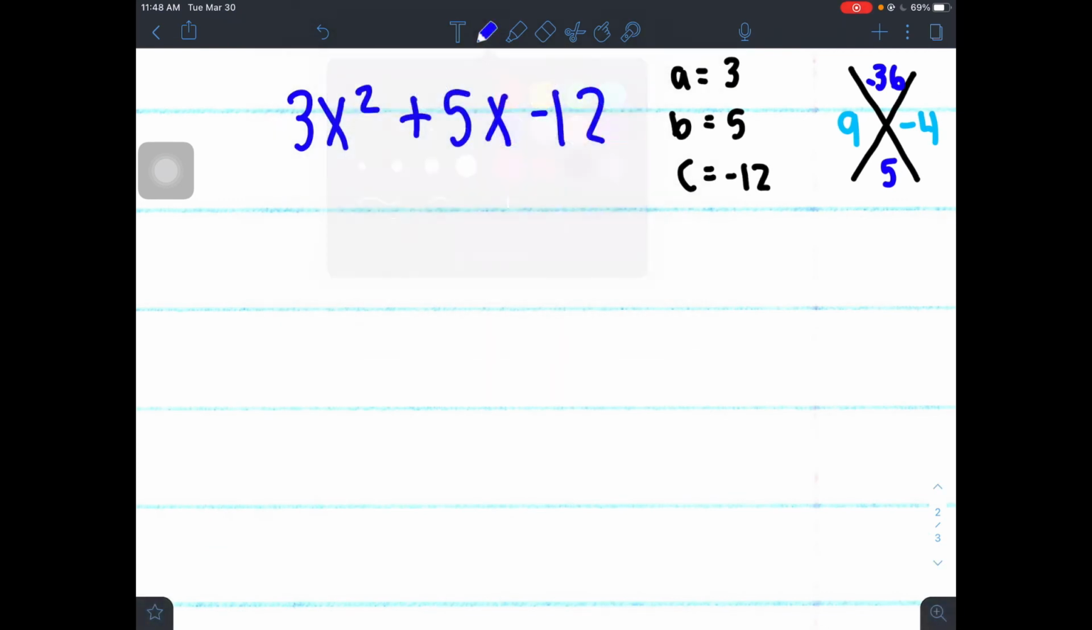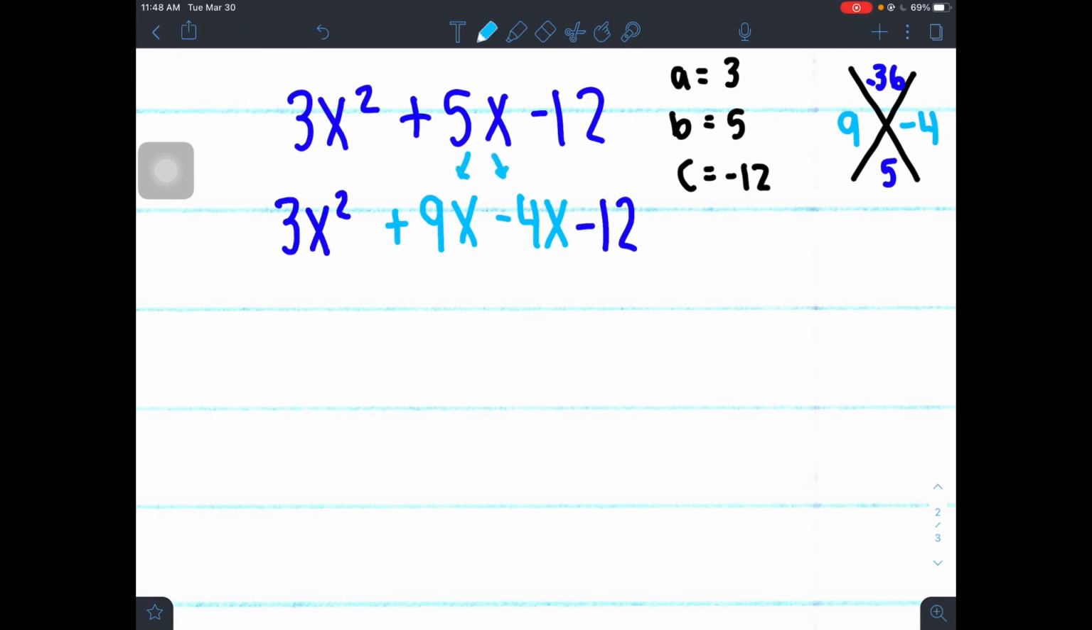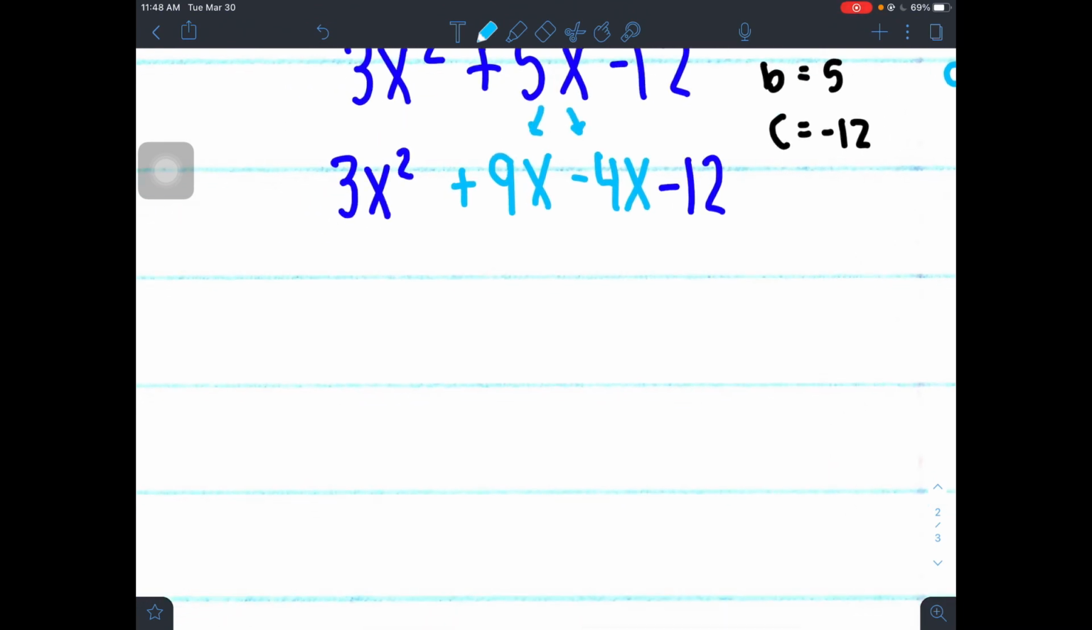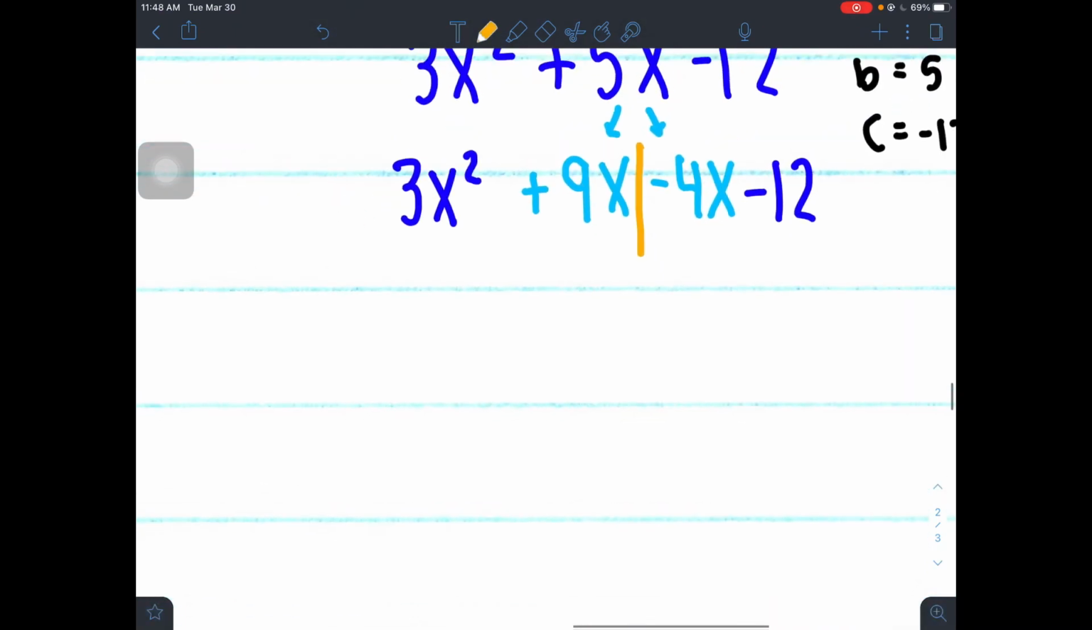So let's go ahead and write our new expression out. So 3x squared and negative 12 stay the same. We have positive 9x and negative 4x on the inside here. We're basically undoing our like terms. We are splitting those up. Break it up into groups.